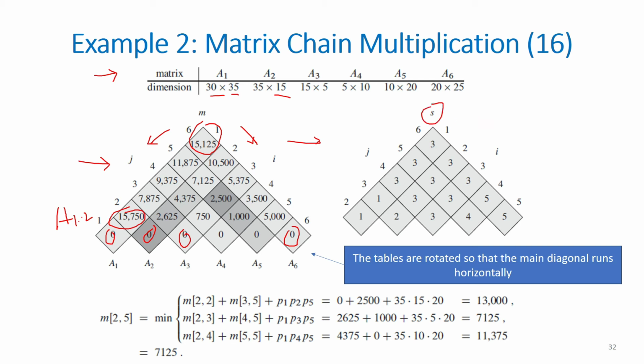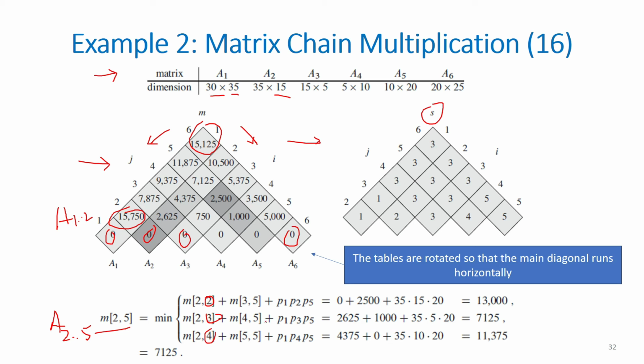For instance, we want to calculate m of 2,5. That is the product of the chain A2 to 5. The chain can be split at k is equal to 2, k is equal to 3, and k is equal to 4. Therefore, we will have 3 possible parenthesizations as shown here.